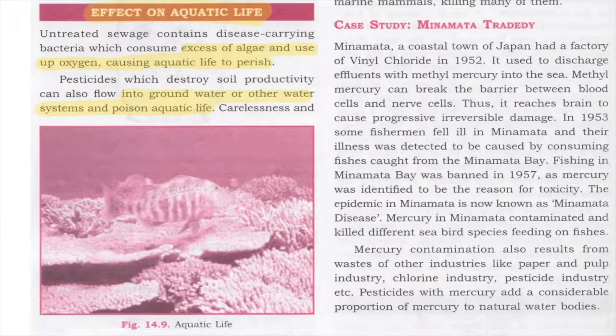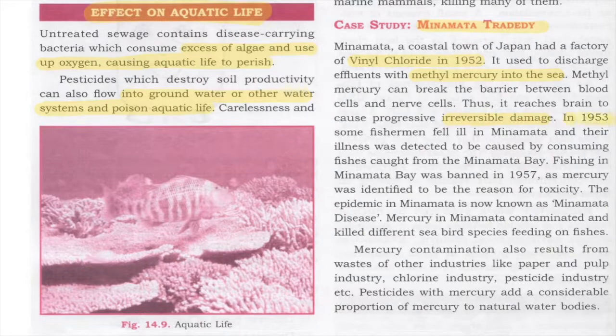Let's have a look at the case study of the Minamata tragedy. Minamata is a coastal town in Japan and it had a vinyl chloride factory in 1952. That factory used to discharge effluents like methyl mercury into the sea. This methyl mercury can break the barrier between blood cells and nerve cells, and thus it reaches the brain to cause progressive irreversible damage.